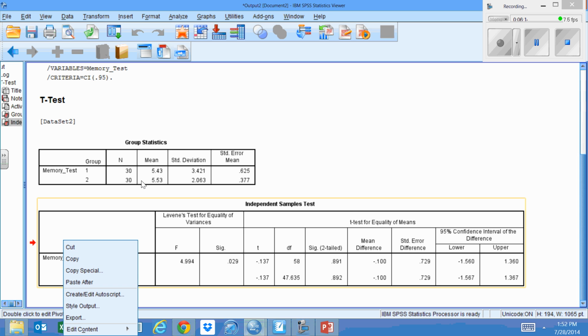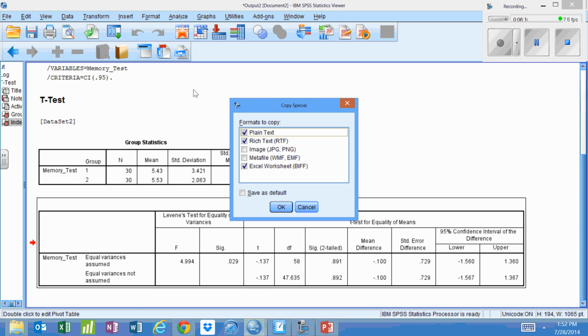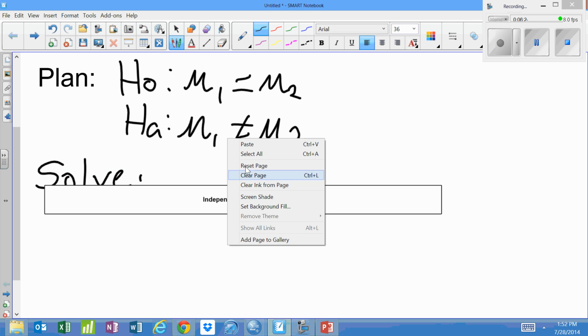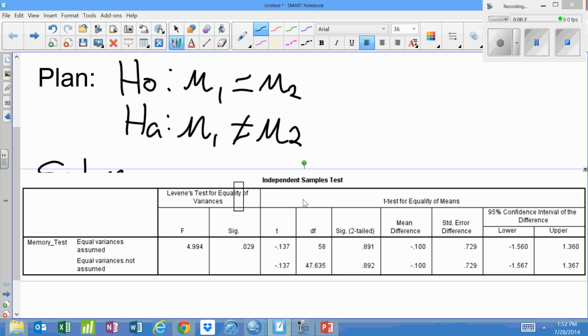I'm using a different program, so it's probably not going to work as well here, but I can try it one more time, just so you have a visual. If not, don't worry about it. There we go, that worked better. So that's my solve step.